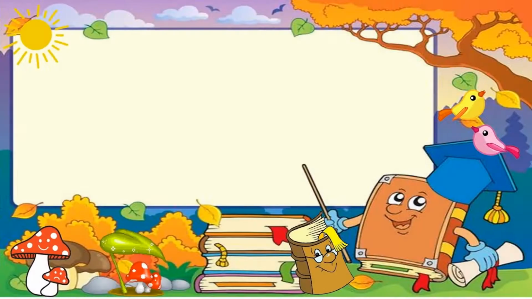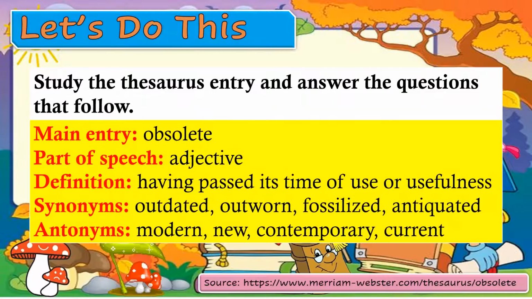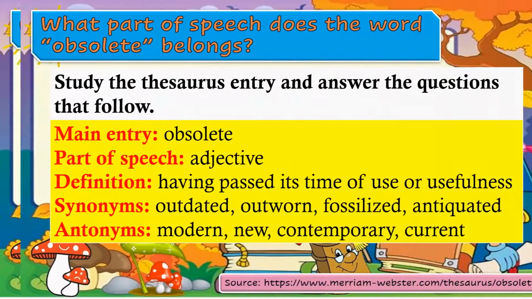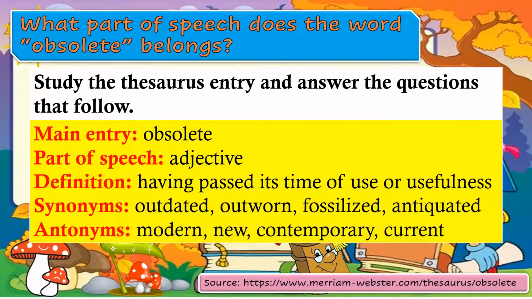Now, let's try to do this activity. Study the thesaurus entry and answer the questions that follow. For the first question we have, what is the main entry in this thesaurus? Very good! It is the word obsolete. Now, what part of speech does the word obsolete belong to? Great job! It belongs to the part of speech adjective.